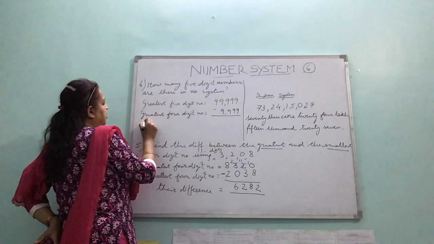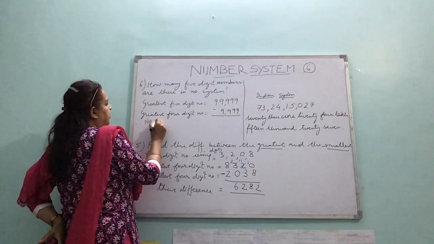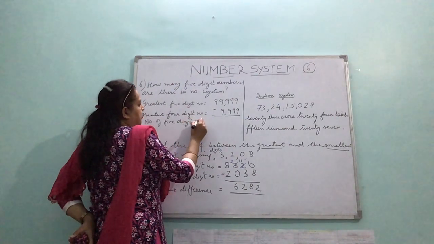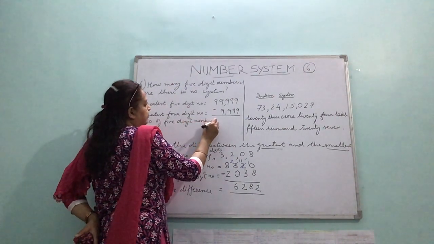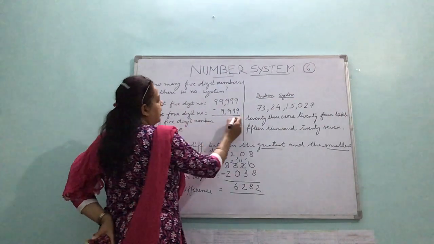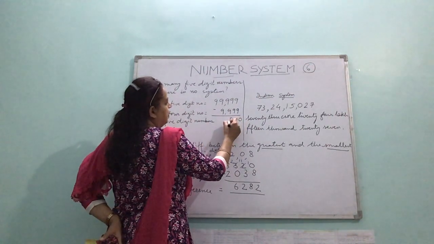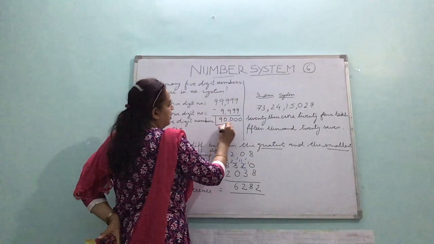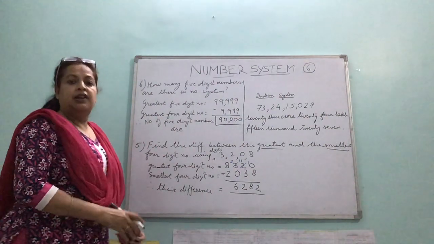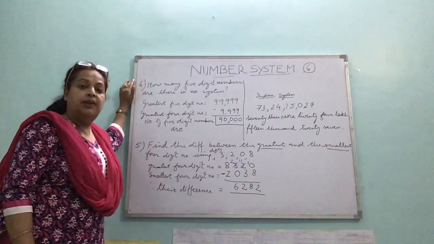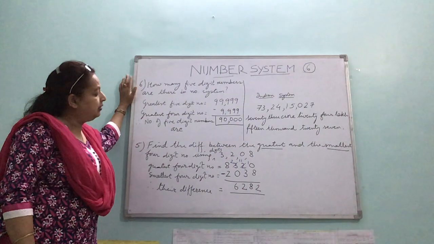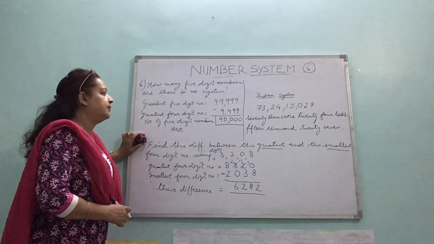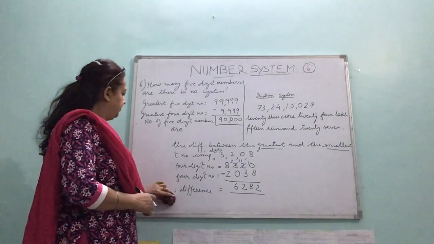So therefore, the number of 5-digit numbers are, let's see, 0, 0, 0, 0, 9. 90,000 5-digit numbers are there in the number system. Right? Now, think of some more questions.